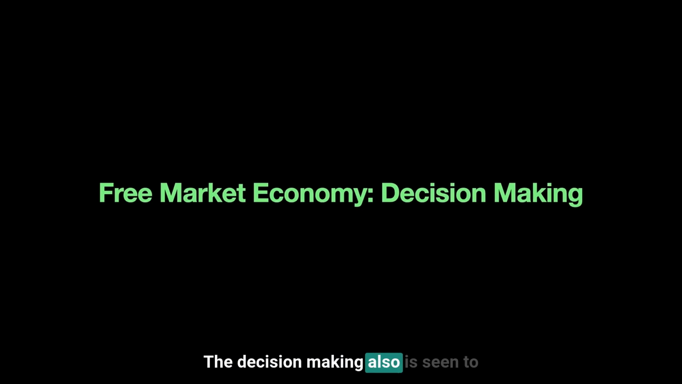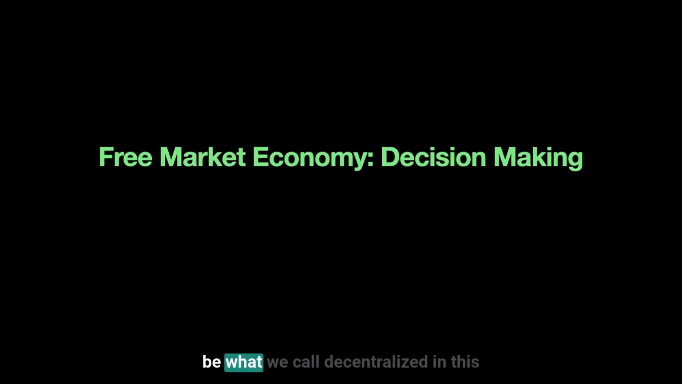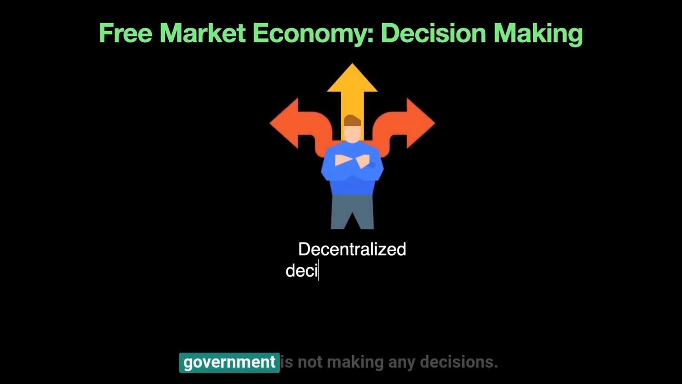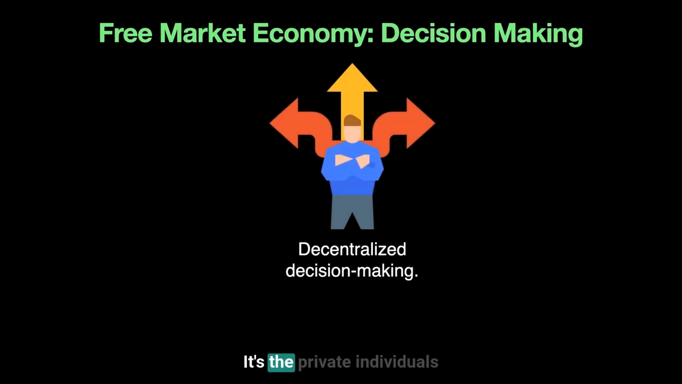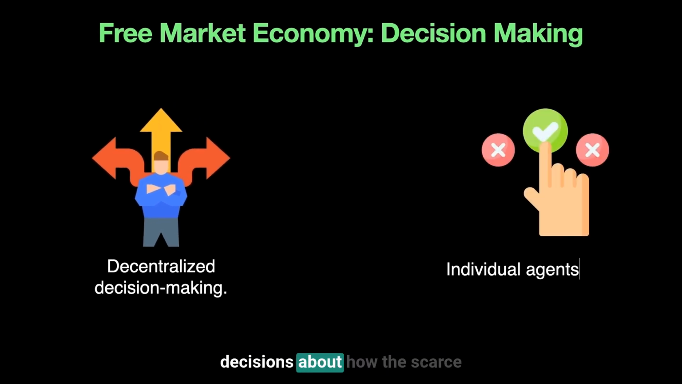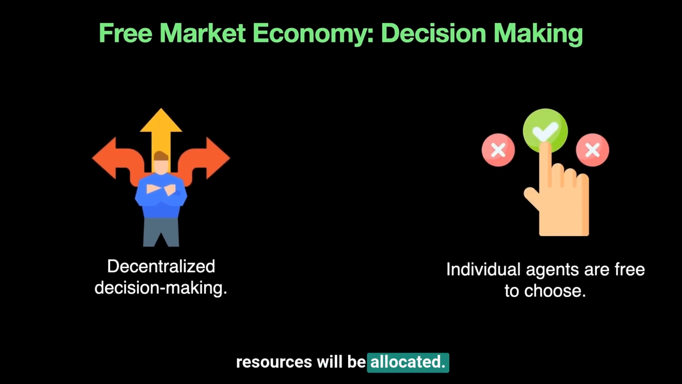The decision making also is seen to be what we call decentralized in this economic system, which means that the government is not making any decisions. It's the private individuals who are deciding how the scarce resources will be allocated.